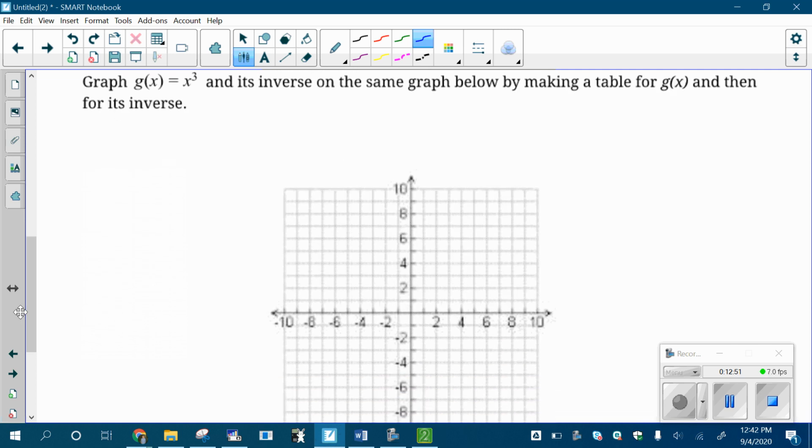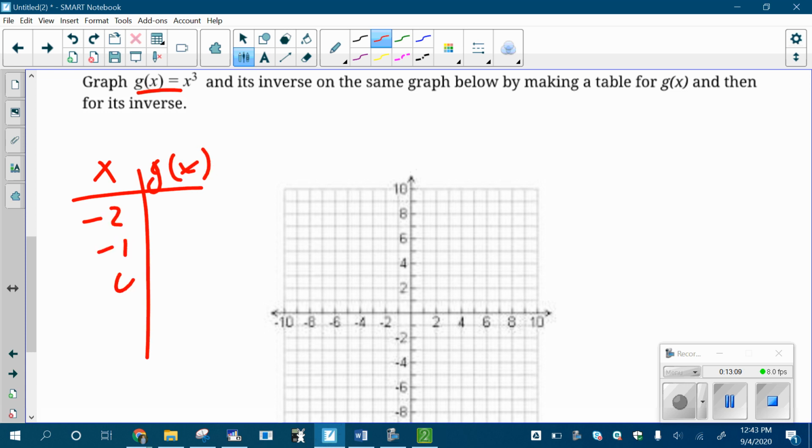Okay, so I want to take this function, g of x equals x cubed, and I want to make a table for g of x, and then make a table for its inverse based on what we know about a function that's inverse. Okay, so we're going to make a table for g of x. This will be not too bad. Let's pick some x values. Let's just do -2, -1, 0, 1, 2.